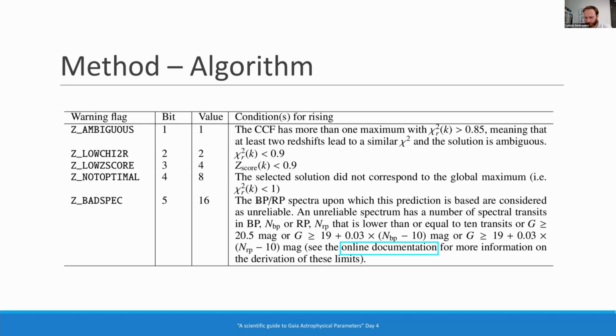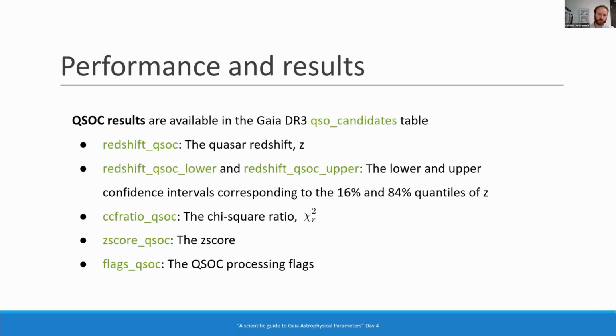And the final one is actually telling us that we are dealing with lower quality spectra. So meaning either it is faint, it doesn't have a sufficient number of transits, or a combination of both. So now you should have a quite clear understanding on the way QSOC is working. And we can go further and see the result we are producing.